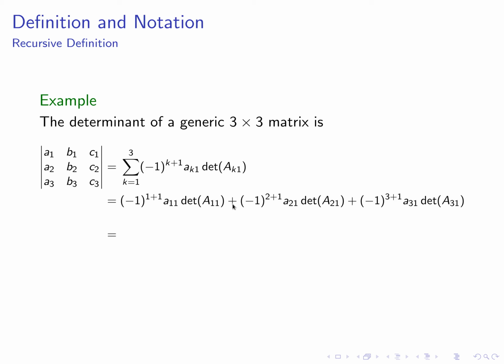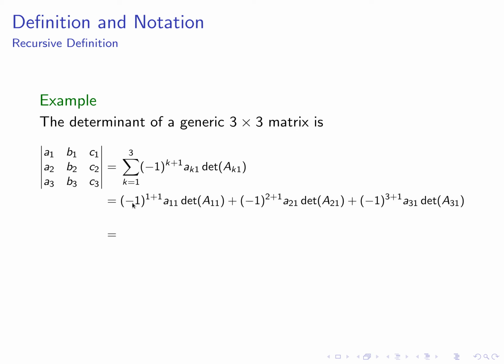Then when k equals 2, we're looking at (-1)^(2+1) multiplied by the 2,1 entry inside of the matrix, multiplied by the determinant of the 2,1 submatrix of the original matrix. Then the third term is when k equals 3, and we're looking at (-1)^(3+1) multiplied by the 3,1 entry of the original matrix, multiplied by the determinant of the 3,1 submatrix of the original matrix.